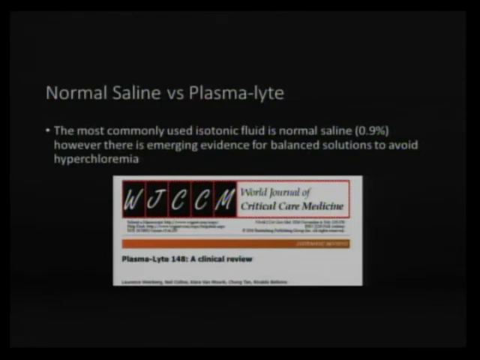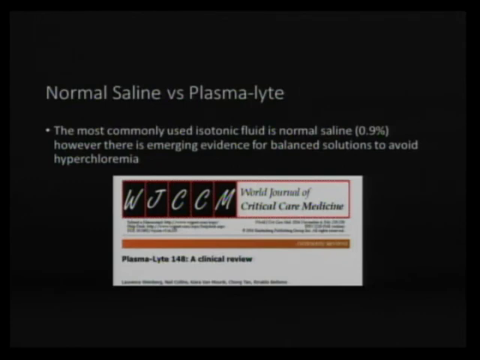I did find this article. It's a clinical review that came out in 2016 in the World Journal of Critical Care Medicine. It's a review of Plasma-lyte and isotonic fluids. It states that buffered intravenous crystalloid solution has a physiochemical composition that closely resembles human plasma, and there's emerging data to support the use of improving physiochemical outcomes. However, at this point, more randomized control trials are needed to measure clinical outcomes, such as morbidity and mortality.